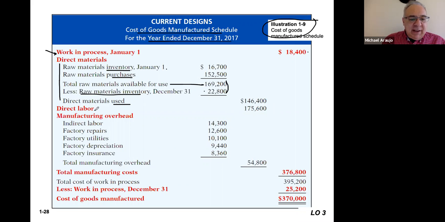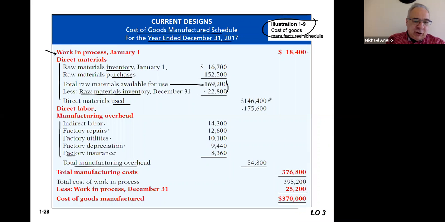Then they take the direct labor, which is going to be very simple. In this case, they're going to be giving it to you at some point in the future. We will be calculating more detail on that. And then they're going to be adding up all of the manufacturing overhead: the indirect labor for the products, factory repair, factory utility, factory depreciation, factory insurance. Lots of factories there. Okay. Adding all that up, there's your total overhead.